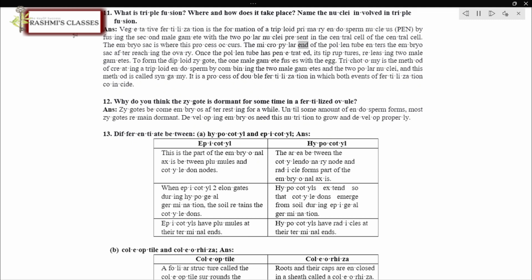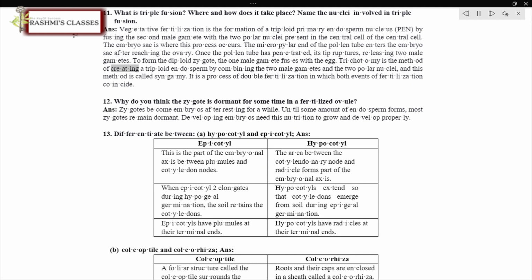The micropylar end of the pollen tube enters the embryo sac after reaching the ovary. Once the pollen tube has penetrated, its tip ruptures, releasing 2 male gametes. To form the diploid zygote, the 1 male gamete fuses with the egg.